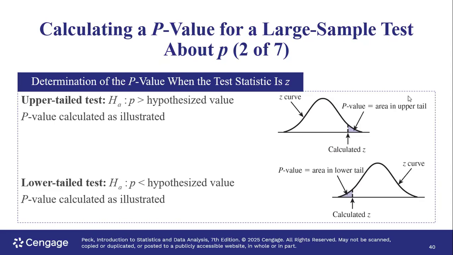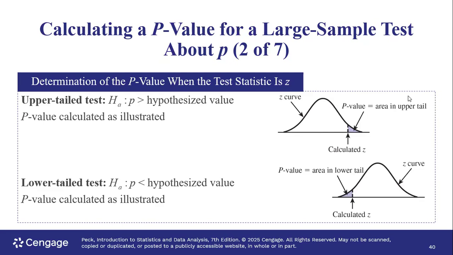Upper tail test: null hypothesis p equals the hypothesized value, alternate hypothesis p greater than the hypothesized value. Like I said, two slanted lines meet at an edge pointing to the right. That means the test statistic will fall in the right tail, and we will find the area to the right of the test statistic under the standard normal curve, or Z curve.